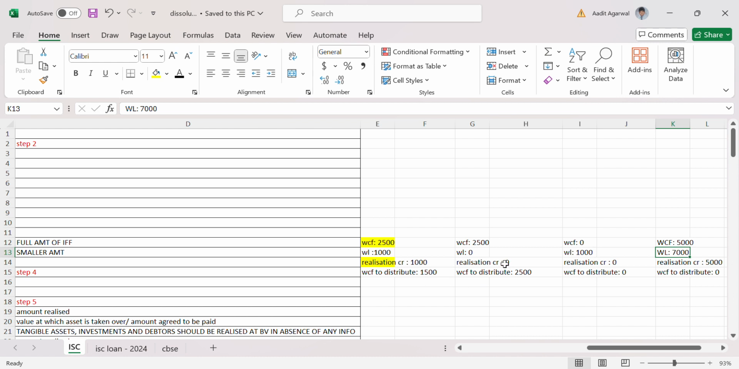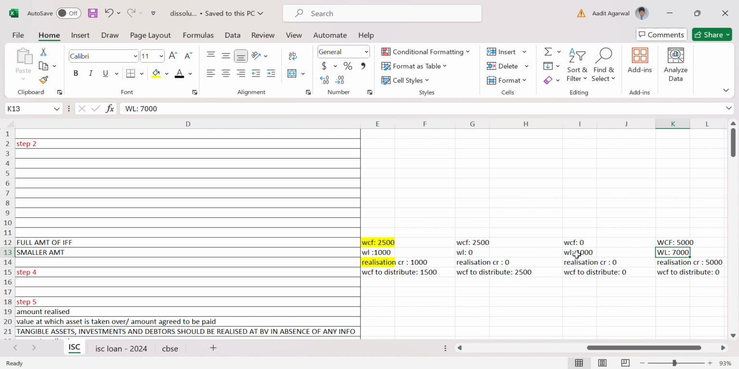We take another case. Suppose the fund is 2500 and no liability is mentioned in the adjustment for workers. Then when I compare the two, the smaller amount is 0. So in realization on the credit side, the workers' compensation fund will be 0. Since I have not transferred anything to realization, I will be left with 2500 in the fund to be distributed among partners later on.